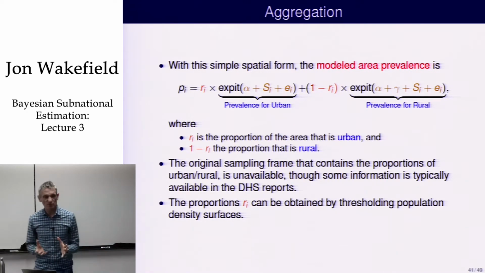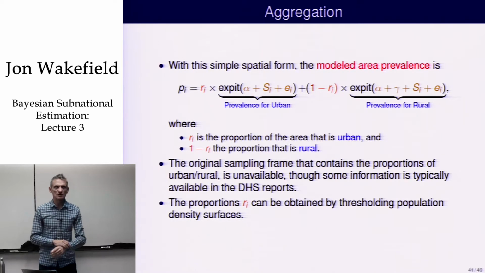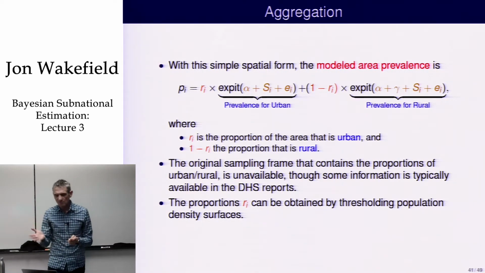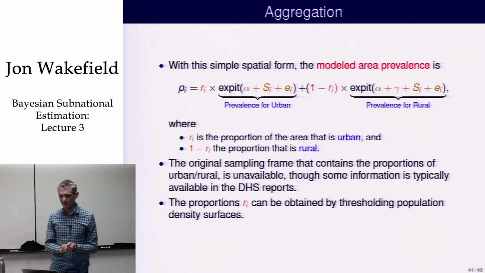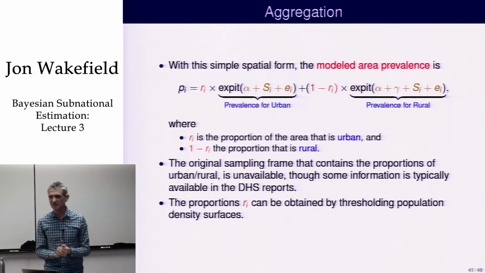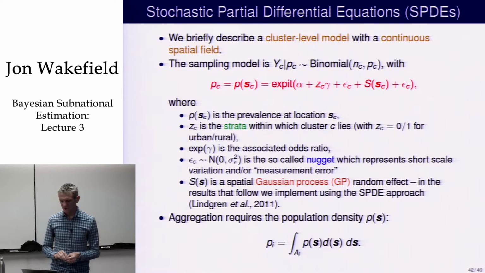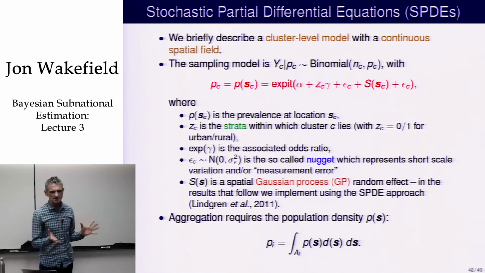Typically in the DHS reports, they do have some information on the number of areas that were sampled in urban and rural areas, and that gives you some way of moving towards getting these admin 2 level proportions, particularly if you can combine that with some kind of population surface which you can threshold. So that's for a discrete spatial model.